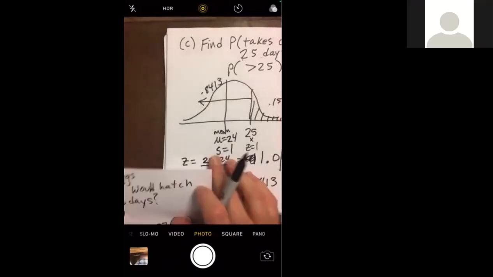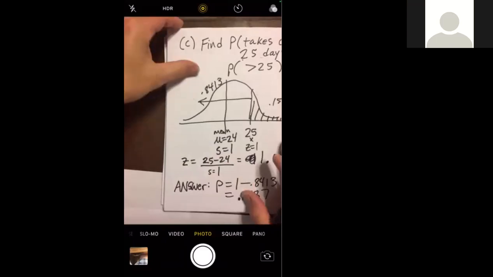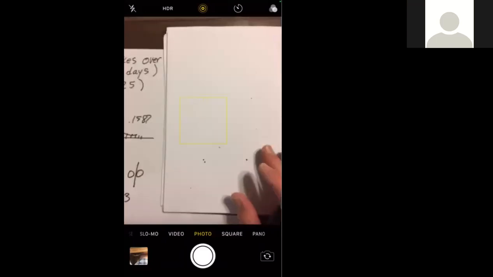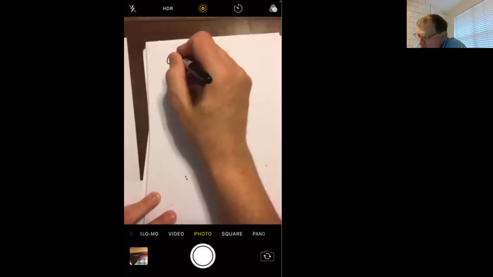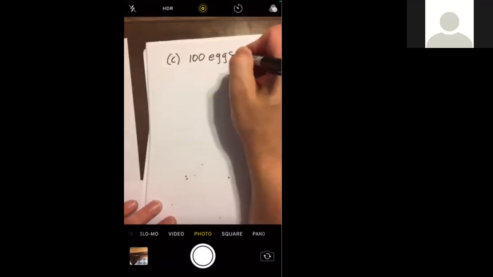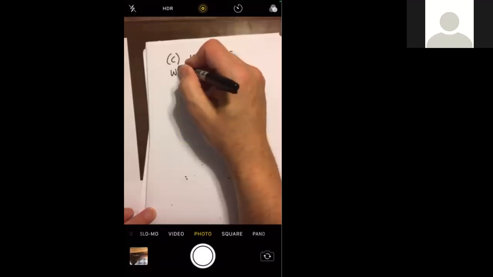Okay. Still on part C. Part C says interpret this probability. Select the correct choice below and fill in the answer box to complete your choice. A, if 100 fertilized eggs were randomly selected, dash of them will be expected to take more than 25 days to hatch. Round to the nearest integer as needed.